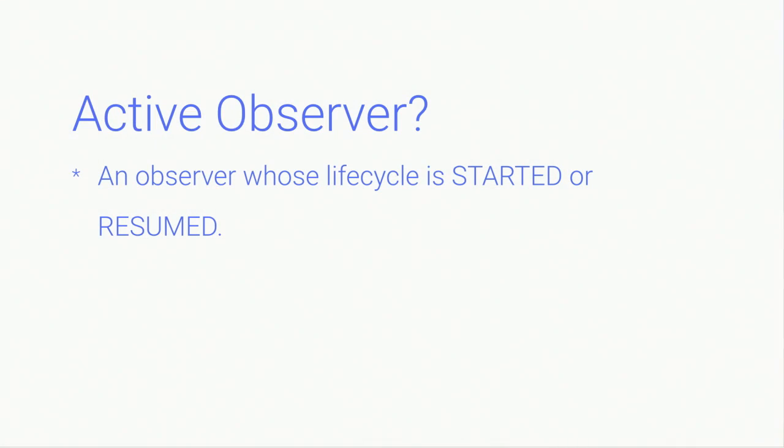You probably ask now, what is an active observer? An active observer is an observer whose attached lifecycle is started or resumed. So it's like a fragment that's currently visible to the user. If the fragment is on the backstack, the user is not seeing it, it's stopped, so it's not active. There's no reason to do any work for that fragment.